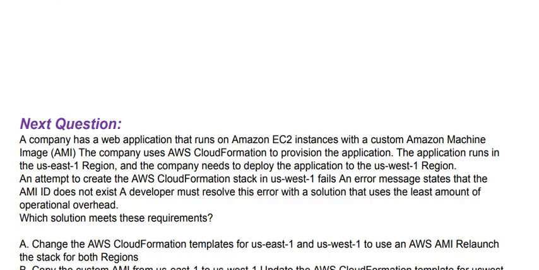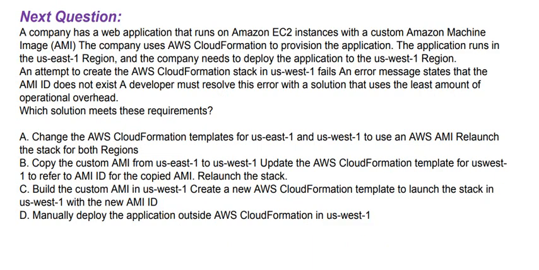Next question is: a company has a web application that runs on Amazon EC2 instances with a custom Amazon Machine Image. The company uses AWS CloudFormation to provision the application. The application runs in the US East 1 region and the company needs to deploy the application to the US West 1 region.